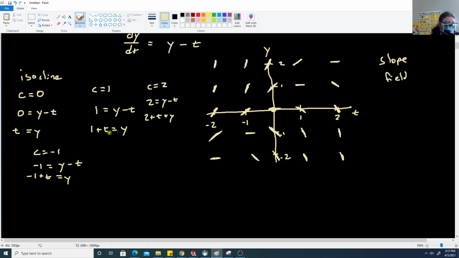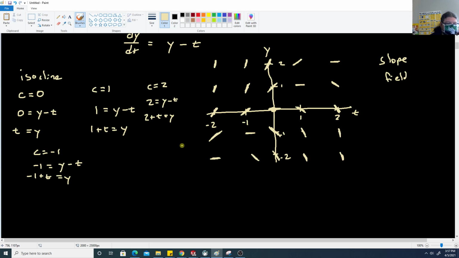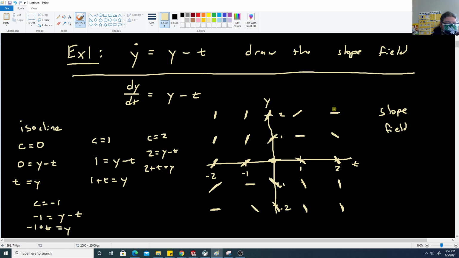So we defined this, we kind of said, let's figure out where everyone's 0, let's figure out where everyone's 1. If we weren't sure about that, alternately, we could have gone through point by point. Let's say we use the point 1, 1. I could have plugged the 1 from the t value in, the 1 from the y value in. So 1 minus 1 is 0, and I could have generated it that way.